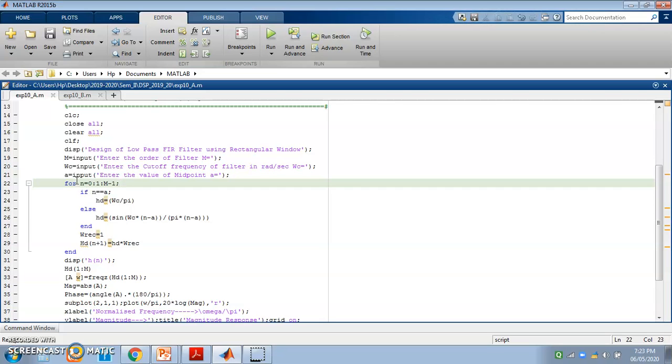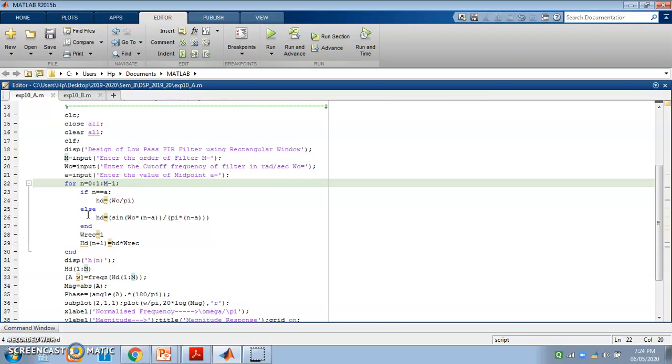So here we have implemented the for loop, and for small n ranging from 0 to capital N minus 1. In this case, this for loop is written for n ranging from 0 to M minus 1, and we know that there are two forms of desired impulse response as we have discussed. So if n is equal to alpha, then my desired impulse response is equal to omega c upon pi, that we have seen in the theoretical solution. Else hd of n is equal to sine of omega c into n minus alpha upon pi times n minus alpha. So here A indicates n minus alpha. So if n is not equal to alpha, then this second condition is true.